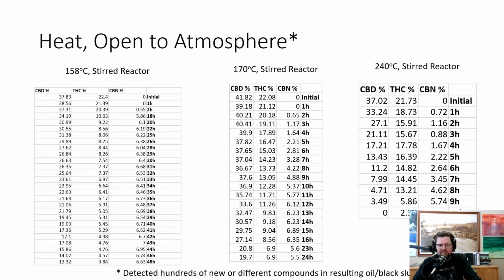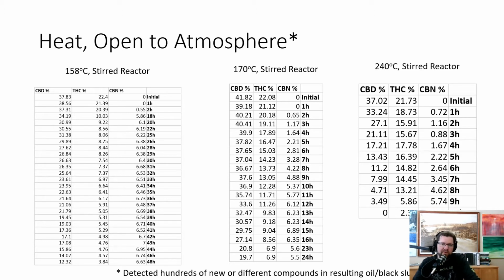If you can keep going, maybe this will go to 0 and this will go to 10, and you'll have a 10% CBD solution with a bunch of CBN in it. So that would be the 170C. Here you have 240 degrees Celsius, and you can see we're going all the way down to 0% CBD. We still have a little bit of THC left, and you can see this is right around 10 hours. So that's at 240 degrees Celsius.